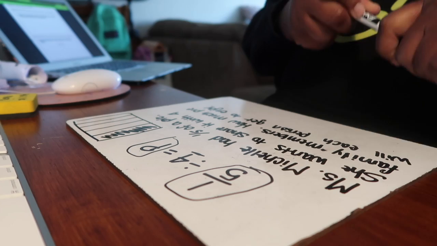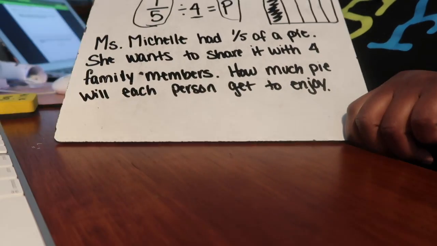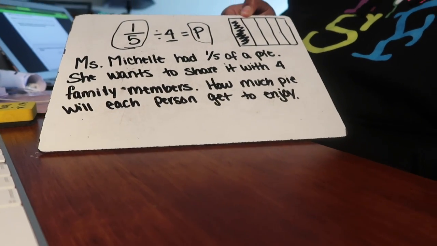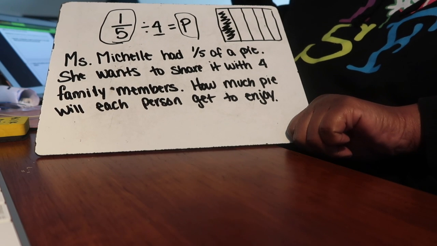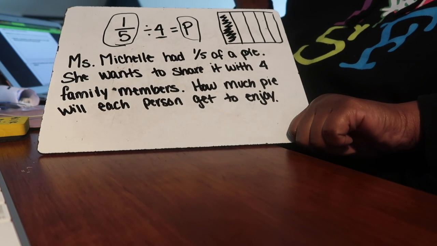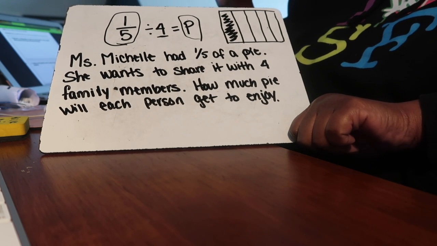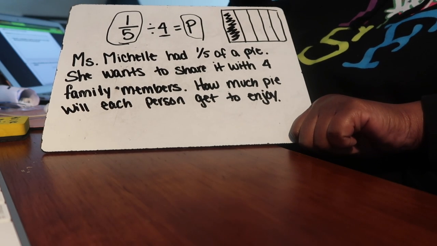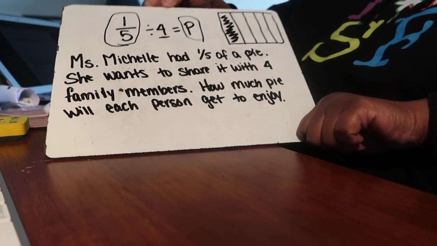So on your papers, you should have a model that looks like mine. It doesn't have to be the same shape, but it should be something divided into fifths. So I have a rectangle I've divided into fifths. I shaded in one of them to represent 1/5. Now, the next step is to divide this whole thing by 4 because she's sharing it with 4 people. So I'm going to divide it by 4.